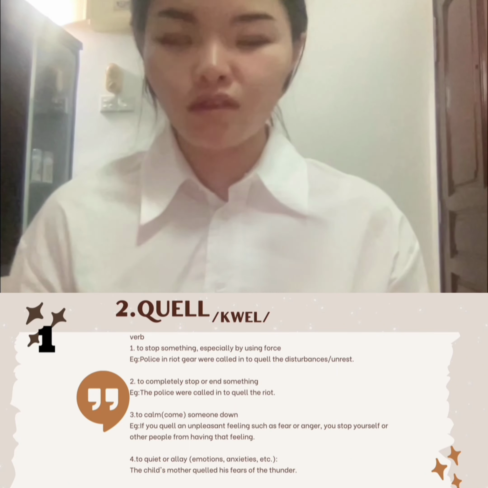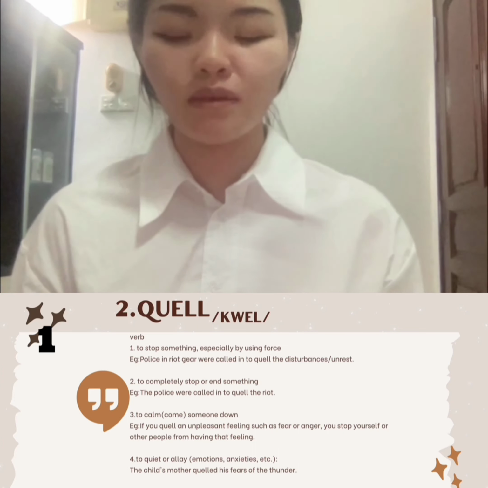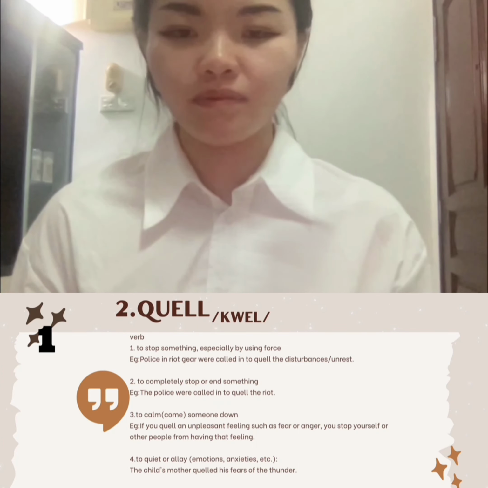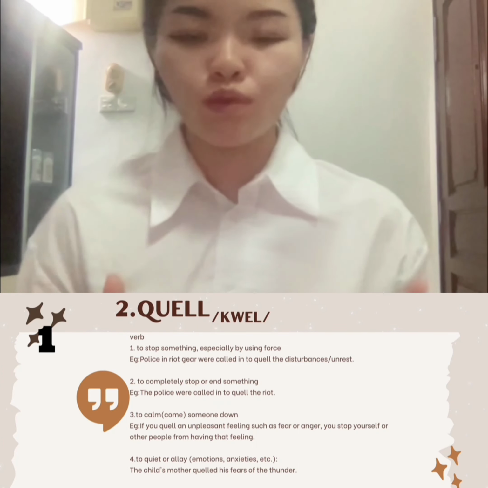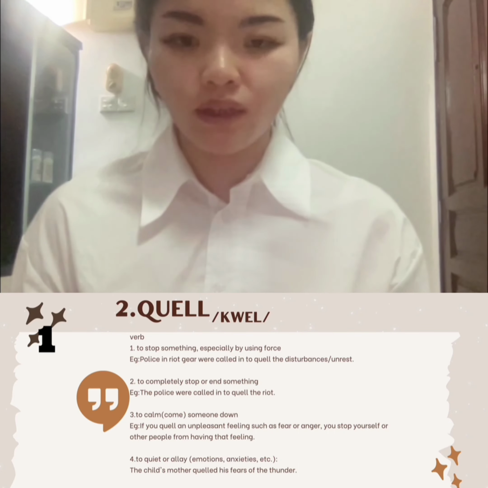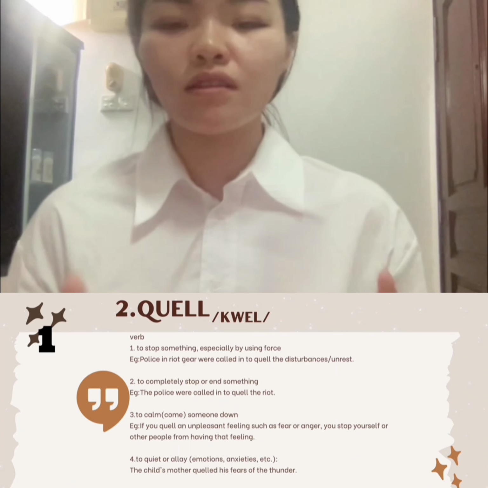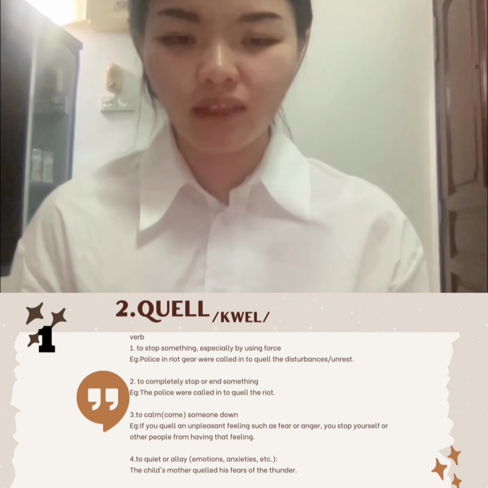For example, the police in riot gear were called in to quell the disturbances or unrest. The second one is to completely stop or end something. For example, the police were called in to quell the riot. The third one is to calm someone down.